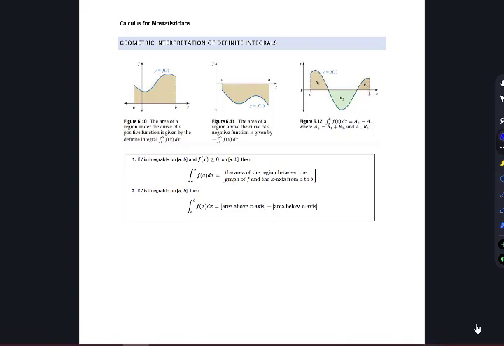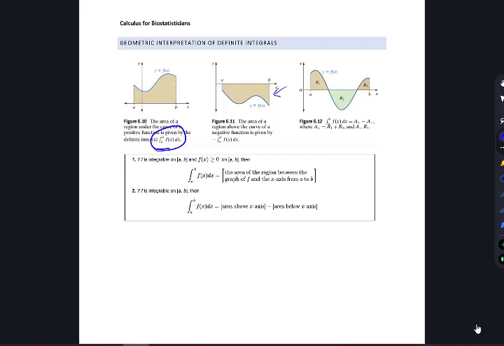So here we have a couple different pictures, and these come from your book. In the first one, we have the area of a region under the curve of a positive function. For a positive function, we're going to evaluate from a to b, and we're going to look at the area between the curve and the x-axis. And that's going to give us this integral right here. Now, the area of a region above the curve of a negative function is actually given by negative the integral from a to b of f of x dx. And again, that's because we're going to have negative area. And then we might have a mix between the two.